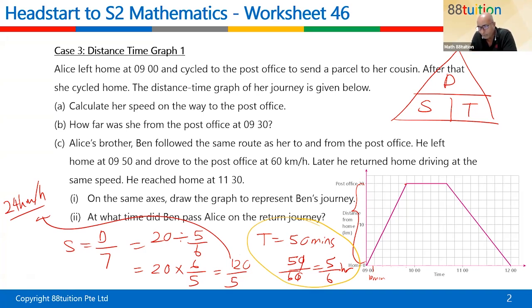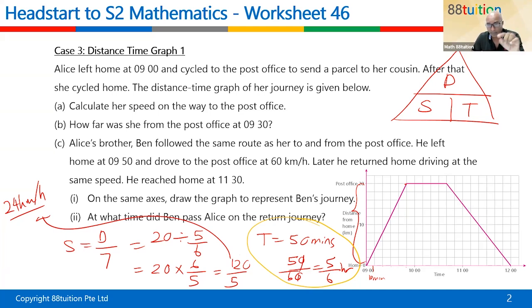How far was she from the post office at 9:30? Okay, B. You know from part A the speed, which is 24 kilometers per hour. Now they've given you a clue at 9:30. Remember, she started at 9. So 30 minutes is the same as half an hour, right?